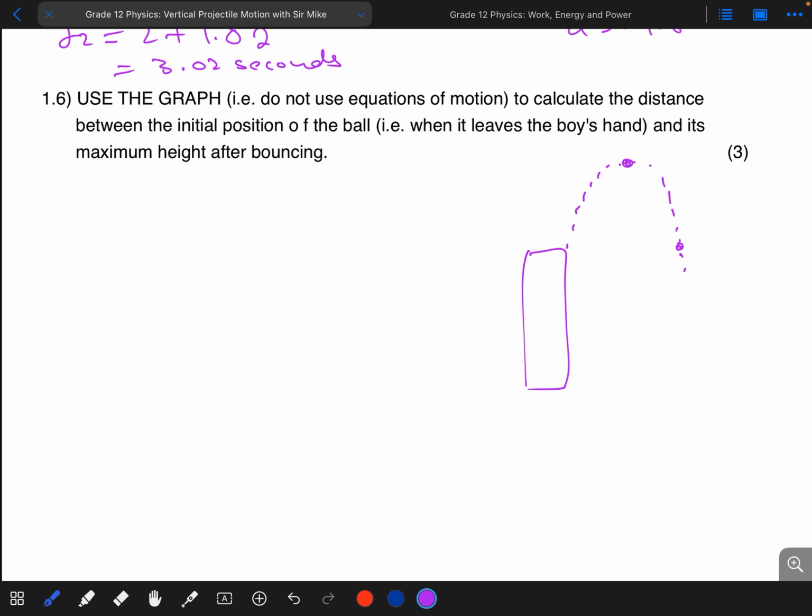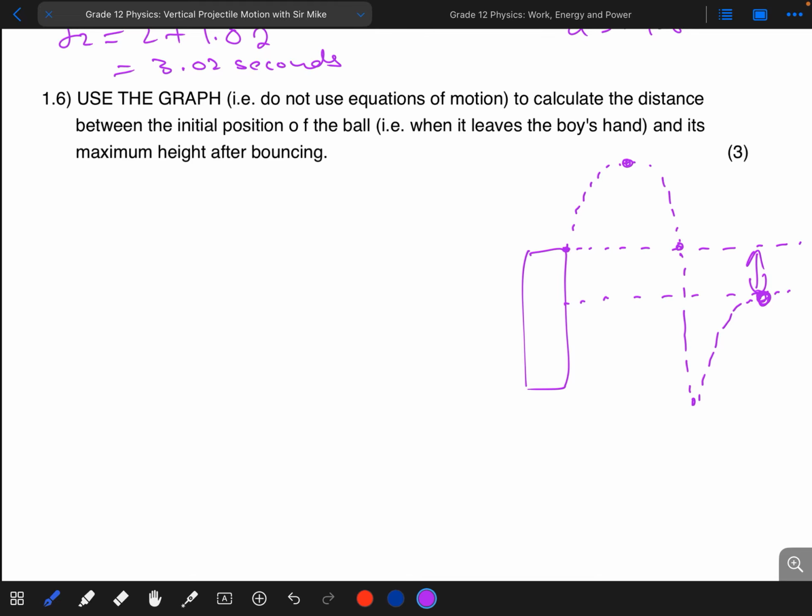In this case, it went down, it bounced. In this case, it reached another maximum point there. So what they want is the distance between the initial position of the object, which is the height, and the difference between that and its maximum point after the first bounce. So they want that height there.